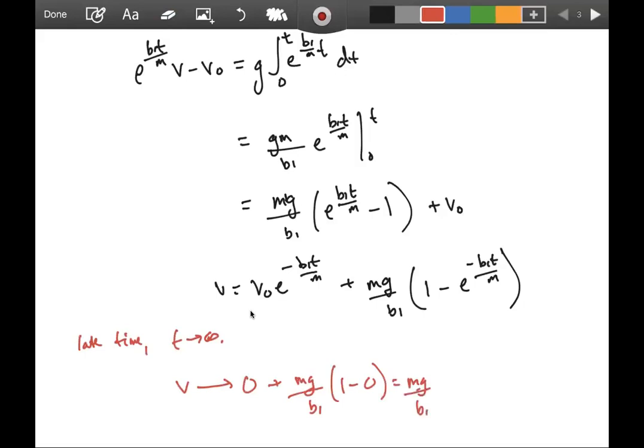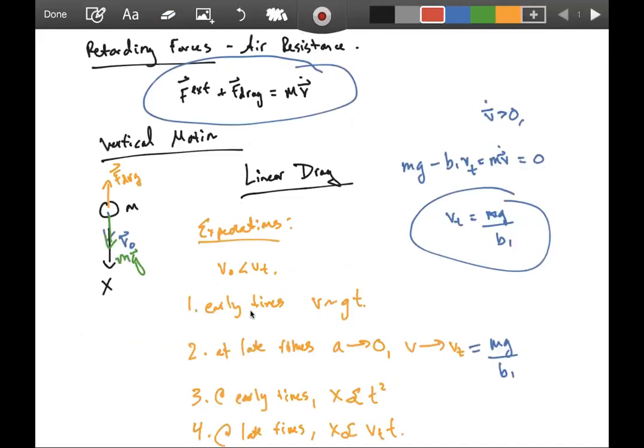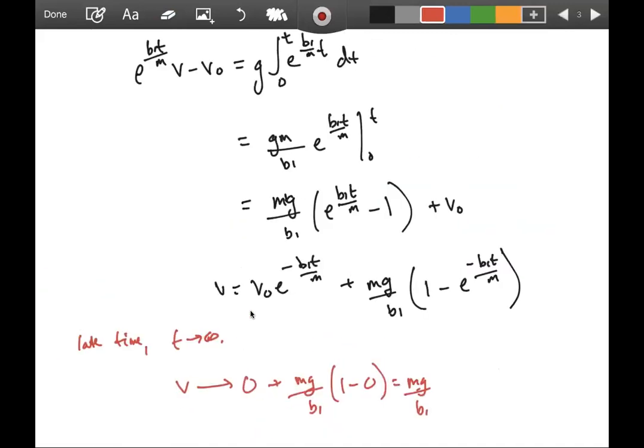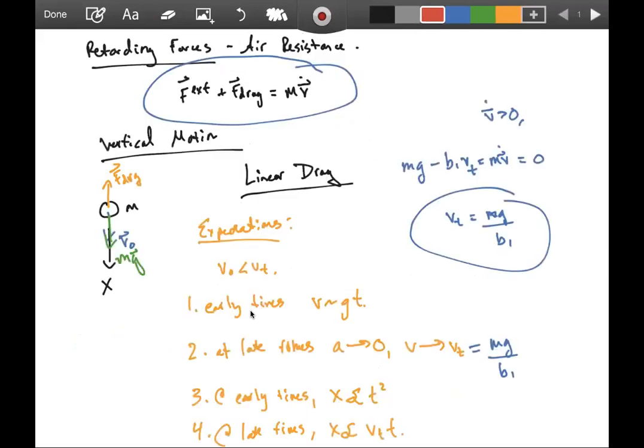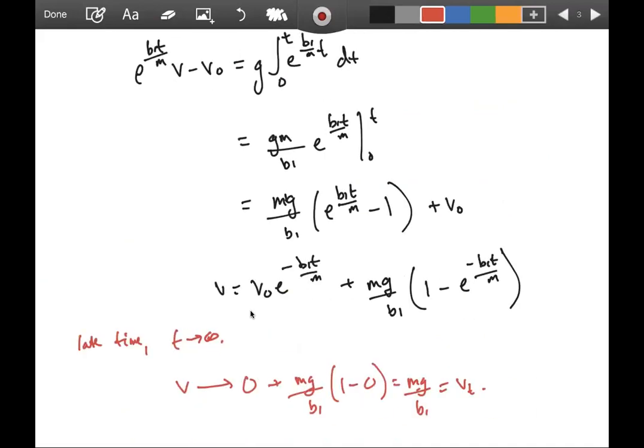But if we backtrack, what we said before was that mg divided by b1 is simply my terminal velocity. So indeed, this thing does go to my terminal velocity. As t goes to infinity, it goes to my terminal velocity, exactly the same thing we got when we set this guy equal to 0. So as time goes off to infinity, this thing asymptotes or approaches my terminal velocity.